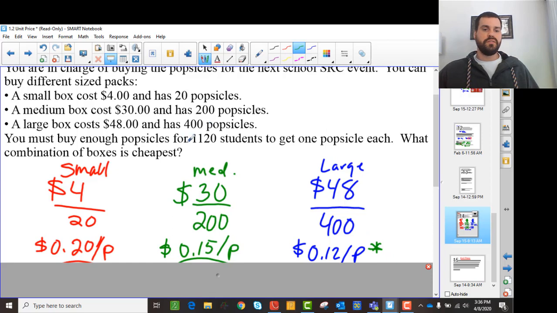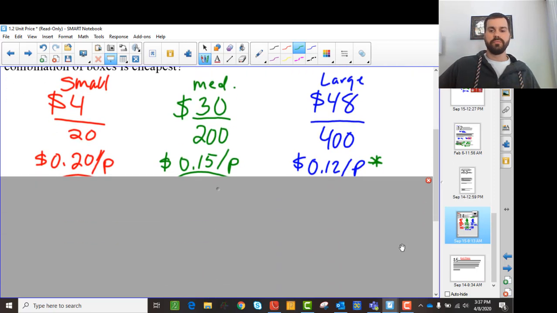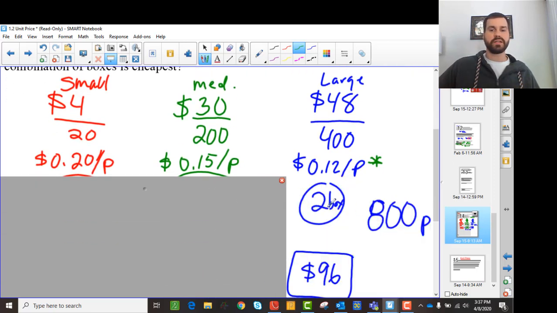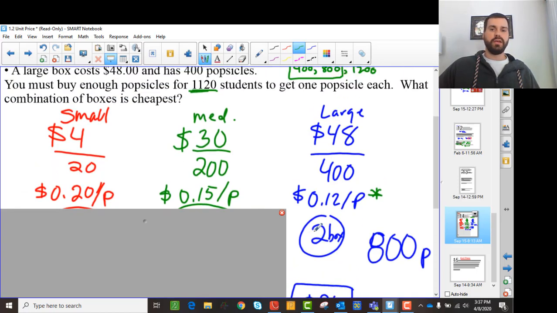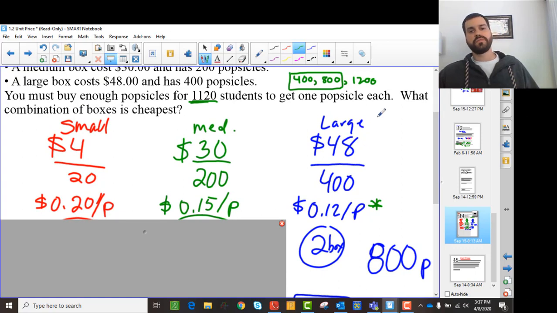So if there's 1,120 students, 400, we can buy 1. Then if we buy 2, we have 800. That's good. We're still good there. If we buy 3, we get to 1,200. And that's too many. So we're going to buy 2 of them. Okay? Now, if I buy 2 boxes of those, $48 each, that's $96. Now, I need to be able to feed whatever 1,120 minus 800 is. Okay, because I just bought 800. So 1,120 minus 800 is 320.